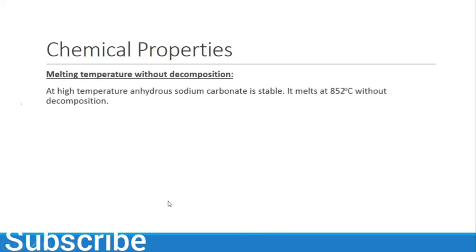And melting temperature without decomposition. At high temperature, anhydrous sodium carbonate is stable. It melts at 852 without decomposition. So it will not decompose until 852 degrees.